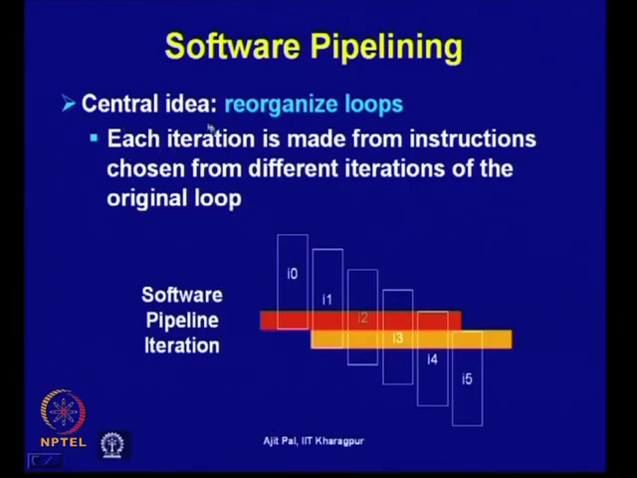Okay, so this is the same thing explained. The central idea is to reorganize loops. Each iteration is made from instructions chosen from different iterations of the original loop. For example, we had iterations I0, I1, I2, I3, I4, and I5. But some instructions from I0, some from I1, some from I2, some from I3, and some from I4 are taken to form one loop, and then similarly in the next iteration, instructions from I1, I2, I3, I4, and I5 are taken, which forms another loop. So, this is the software pipeline iteration, and two iterations are shown here.